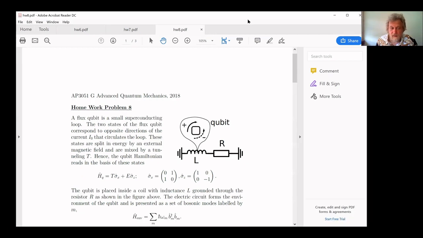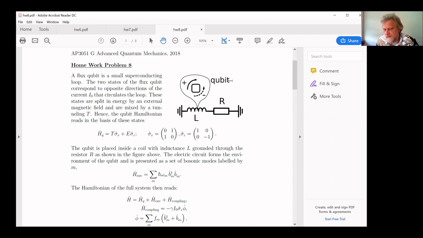All right, let me outline the formulation of problem number 8. In fact, it is about dissipative quantum mechanics, about transitions in the presence of dissipation, although in a rather simple context. It is simple, but a bit tricky. One has to read it carefully and understand what is going on.